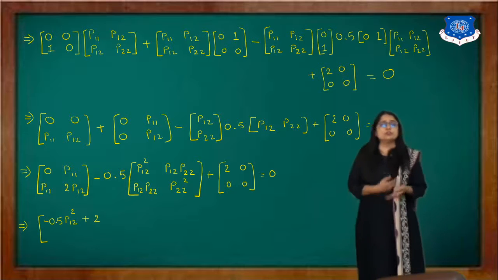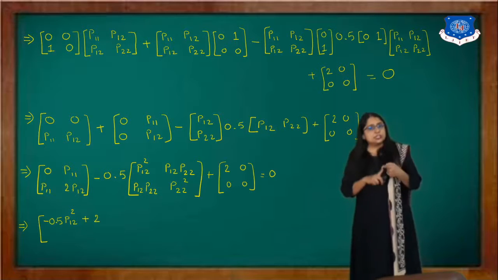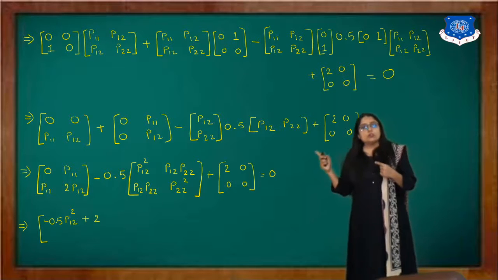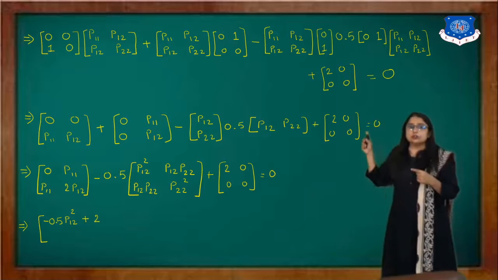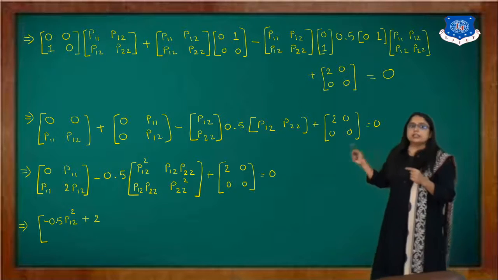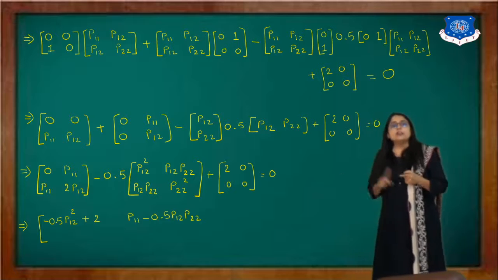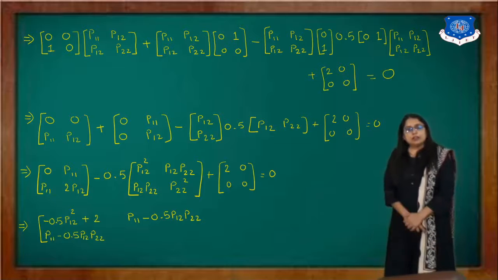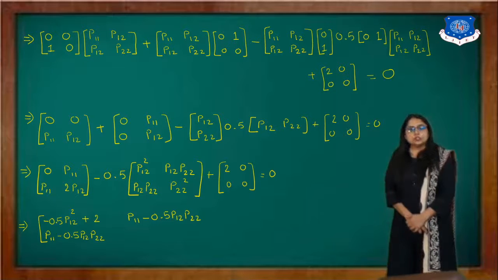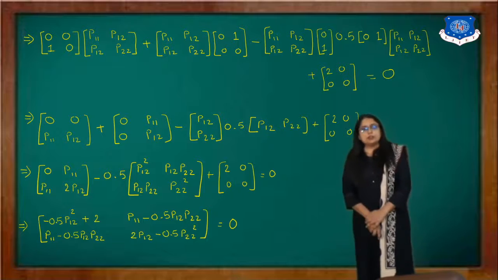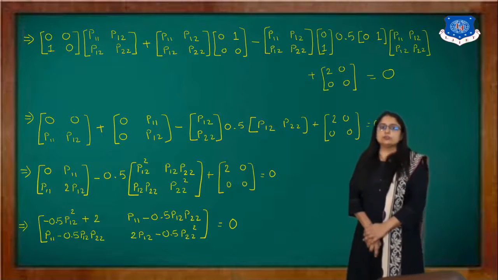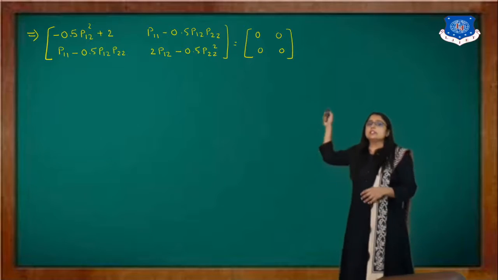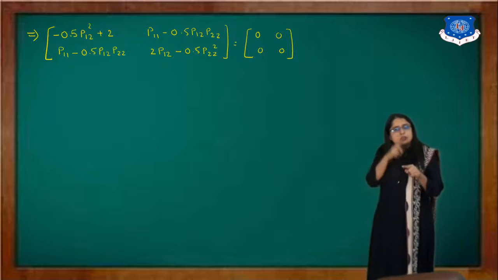Now simply we want to do the summation. So 0, then multiply the 0.5 with the P12, so we get minus 0.5 P12 square plus 2. Then the last second element is P11 minus 0.5 P12 P22. Then P11 minus 0.5 P12 into P22. Then 2P12 minus 0.5 P22 square, equal to 0.